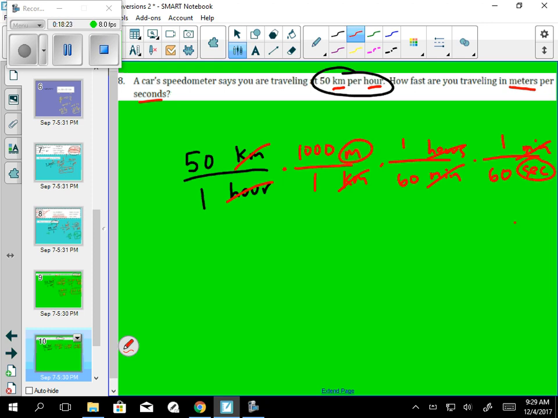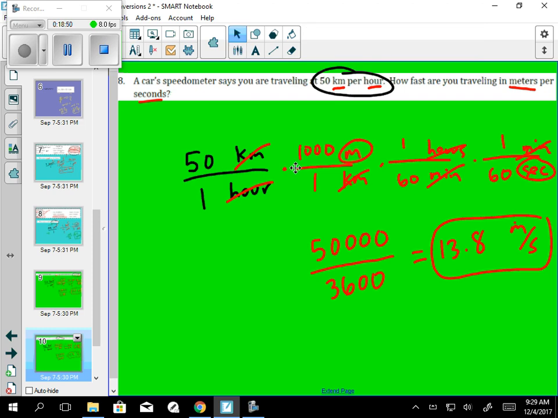Okay, so do the multiplying. 50 times 1,000 times 1 times 1 is 50,000. Okay, on bottom we got 1 times 1 times 60 times 60. Well, 60 times 60 is 3,600. Divide these two numbers and you get about 13.8 meters per second. So that's how fast it would be driving. All right, you try some of these out now on your own on the practice.